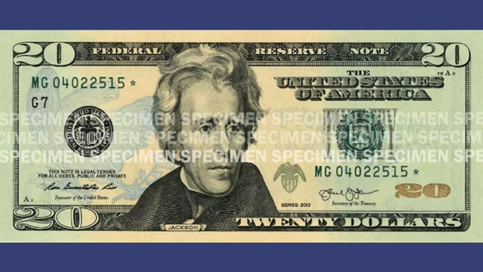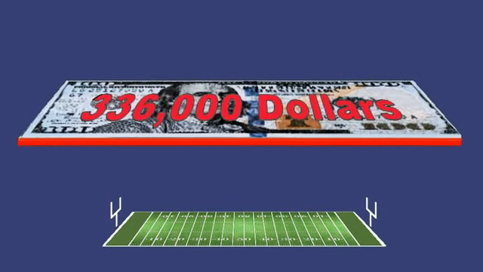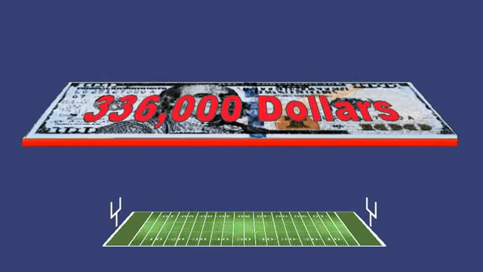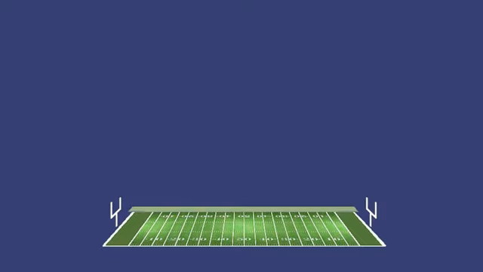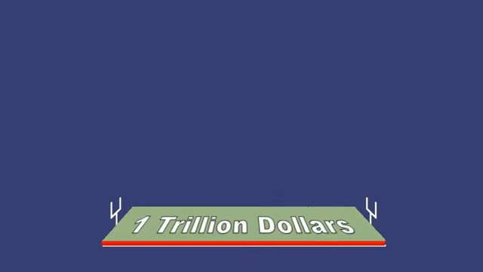In 1837, at the end of Andrew Jackson's administration, the national debt was $336,000. A stack of $100 bills for $336,000 would be about 1.5 inches high. Over the next 144 years, the national debt continued to slowly accumulate. By 1981, at the beginning of Ronald Reagan's administration, the national debt was just under $1 trillion.